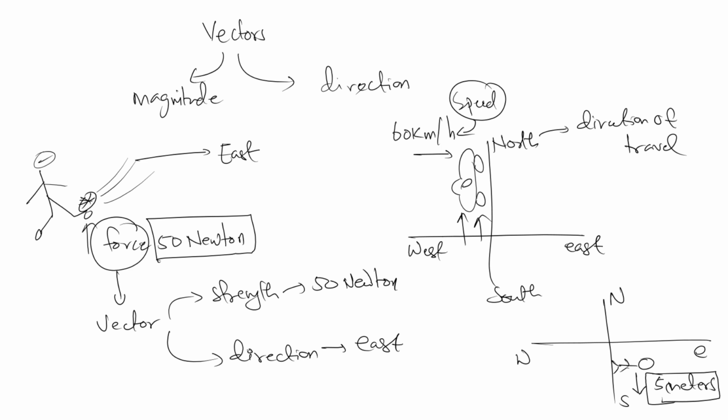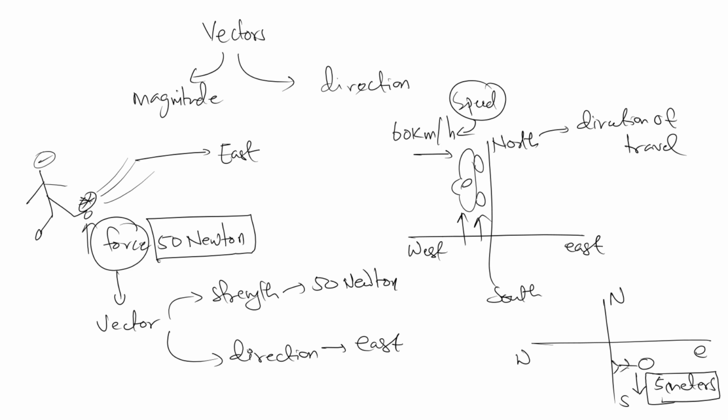Velocity. If a car is moving at 60 kilometers per hour to the north, this describes its speed, the magnitude, and the direction of travel, north. Displacement. If a person walks 5 meters to the south, the displacement is a vector that tells us how far and in which direction they moved from the starting point.